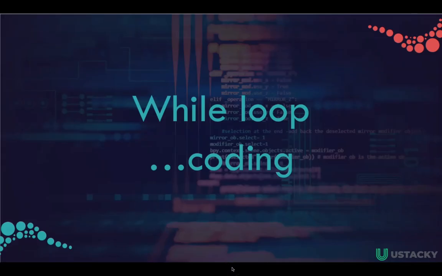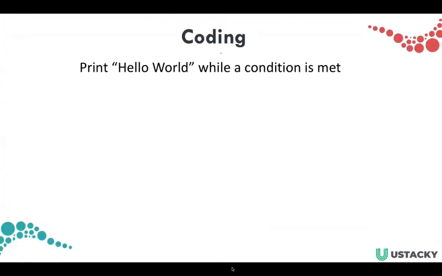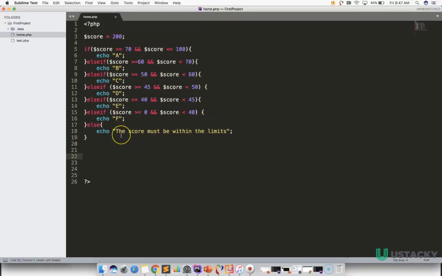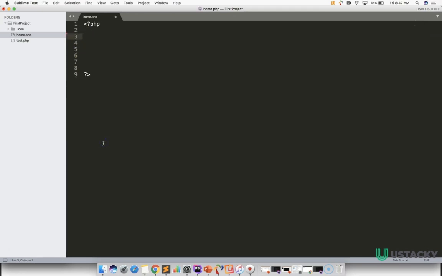In this tutorial, let us write some while loop codes. So the problem here is to print hello world while a condition is met. So let's go to our IDE. So let us remove the previous codes. So now let's set a value inside a variable. Let's make it 2. And now we have our while loop. While our value is greater than 0.